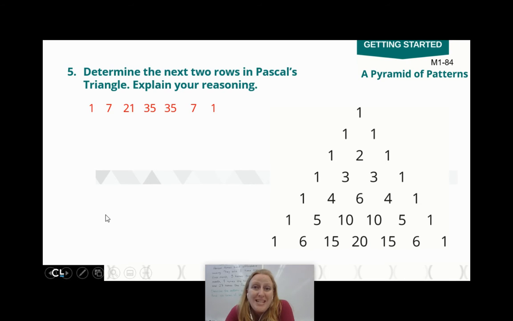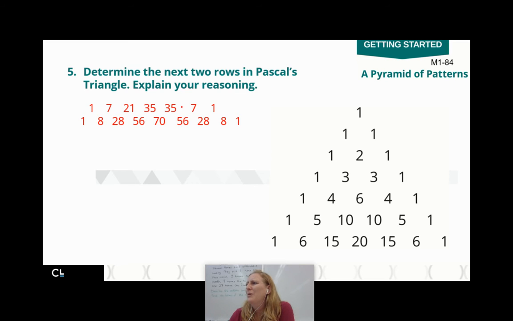And of course, we need to do the next row. We were asked to do the next 2 rows. So 1 on the outside, and then 1 plus 7 is 8. 7 plus 21 is 28. 21 plus 35 is 56. 35 plus 35 is 70. 35 plus 7 is 50. That's not right. I missed a number.